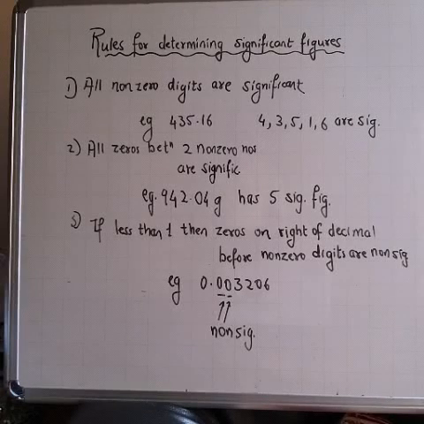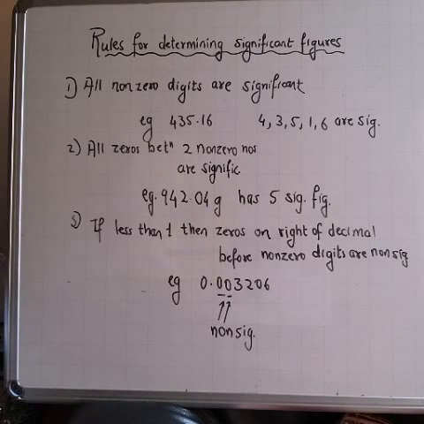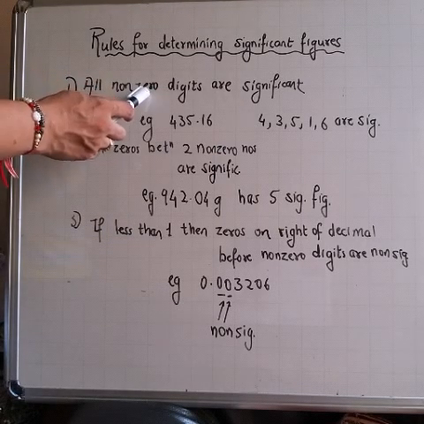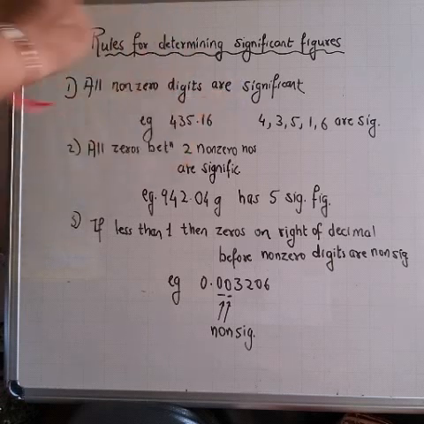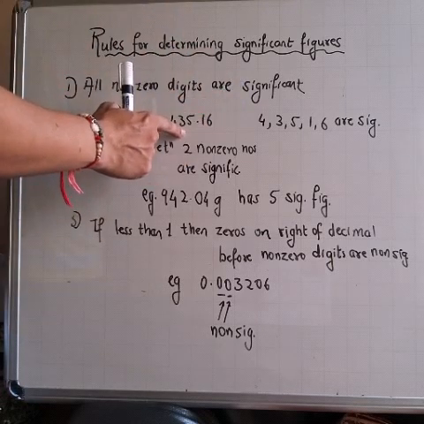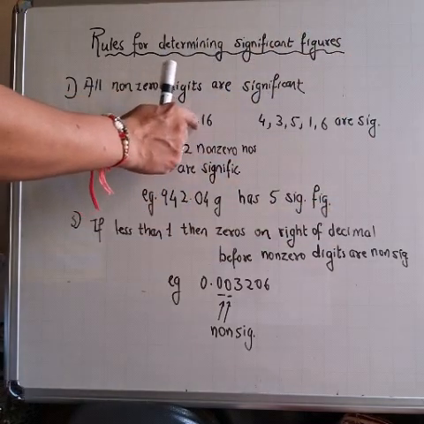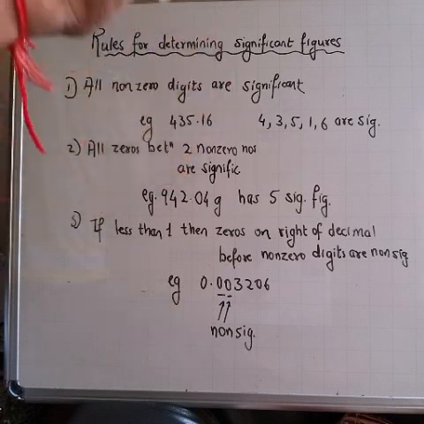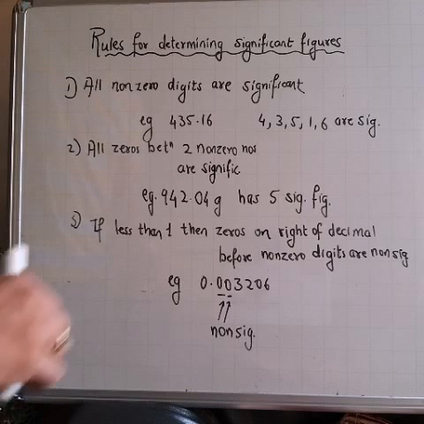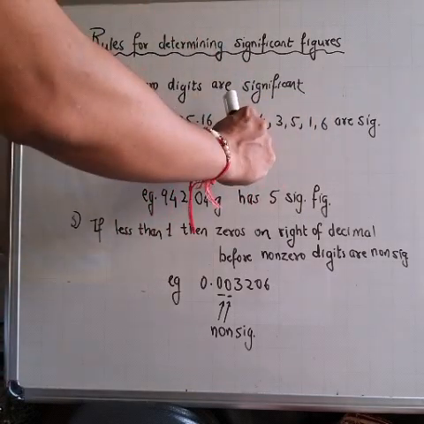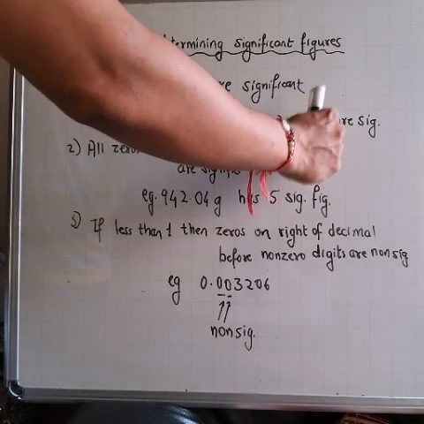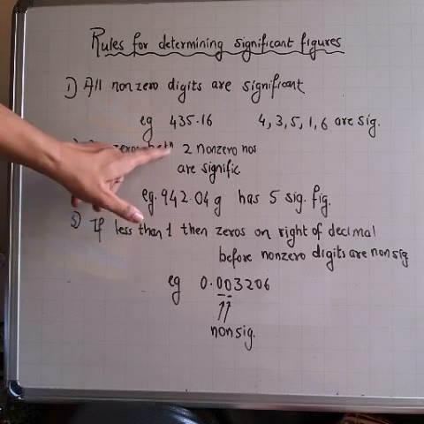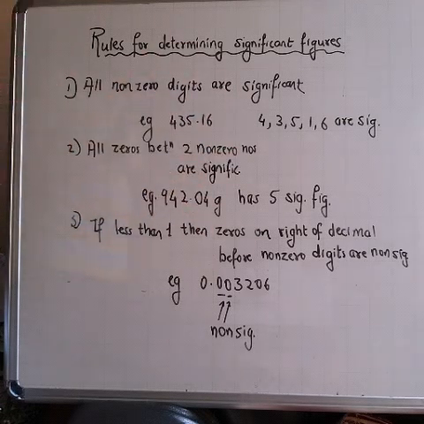Okay, let's understand the rules for determining significant and non-significant figures. First, when there are all non-zero digits in a number, like 435.16, each and every digit will be a significant figure. So the significant digits here are 4, 3, 5, 1 and 6. All of these are significant. Now, all zeros between two non-zero numbers are also significant.